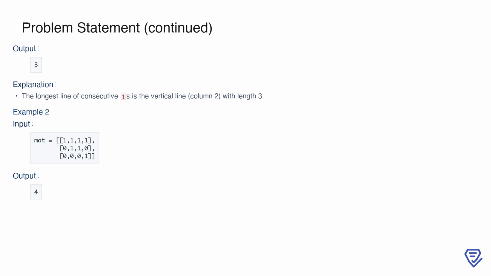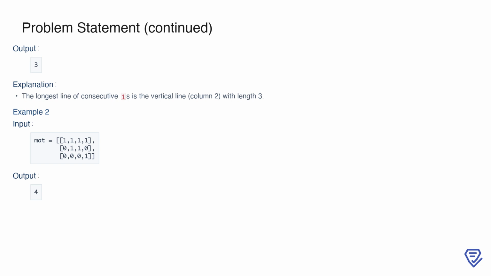In the first example, the input matrix is a 3x4 grid. The longest line of consecutive 1s here is vertical and can be found in the second column, where there are three 1s stacked on top of each other. Thus, the output is 3.